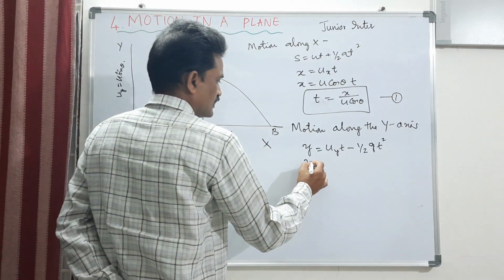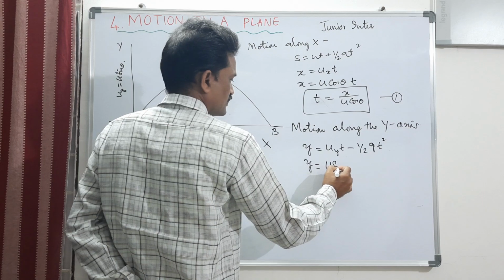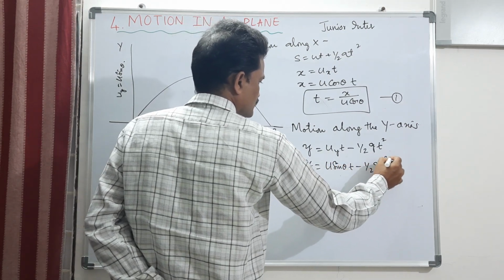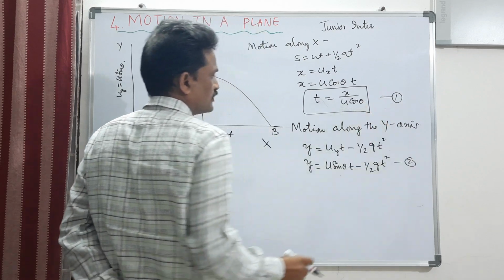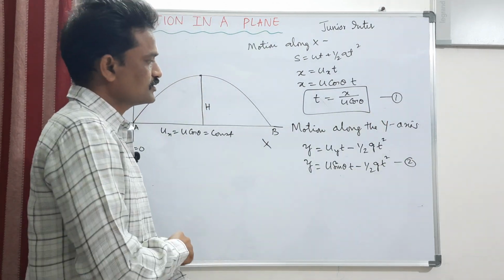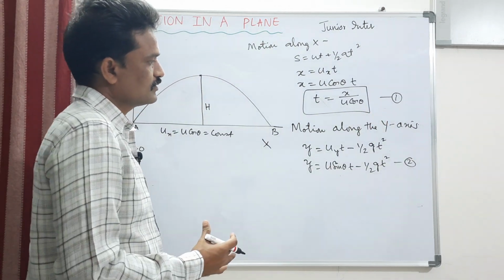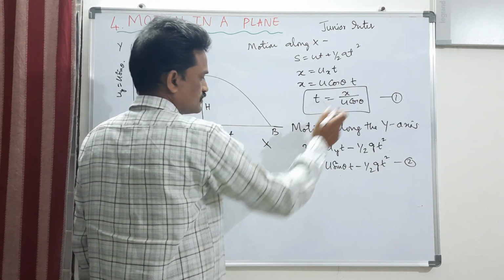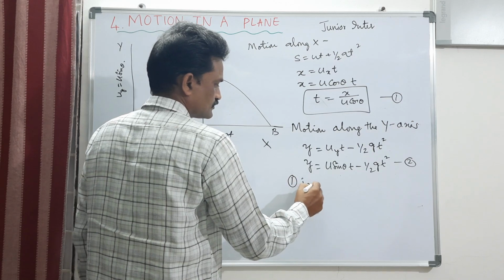So this is equal to y = u sin θ t − ½gt². This is equation number 2. So these are the two independent equations of motion. Now we have to combine them. So for this purpose, substitute 1 in 2.